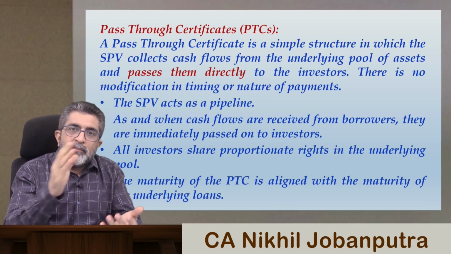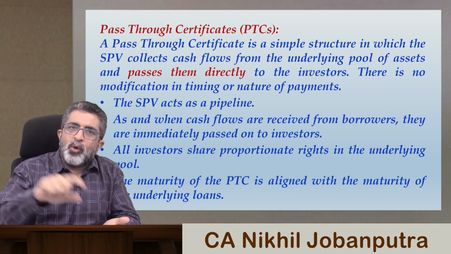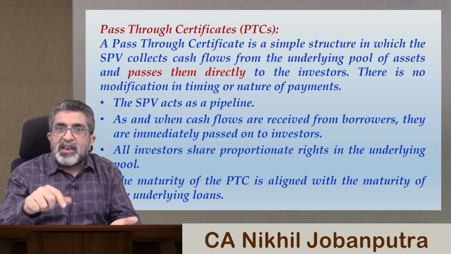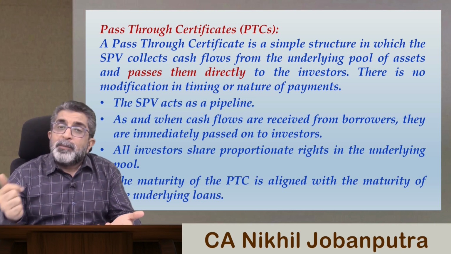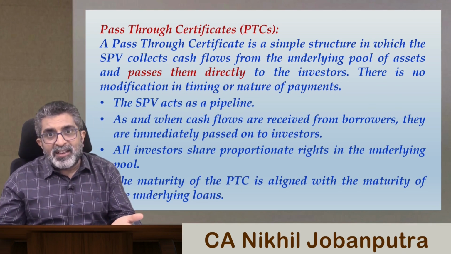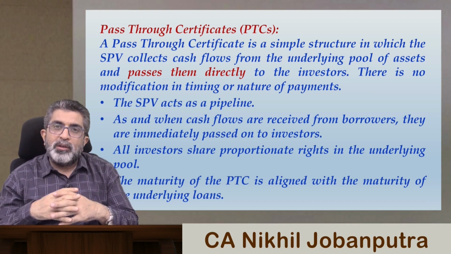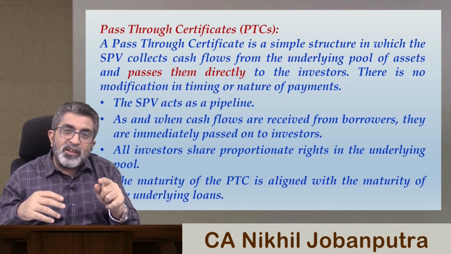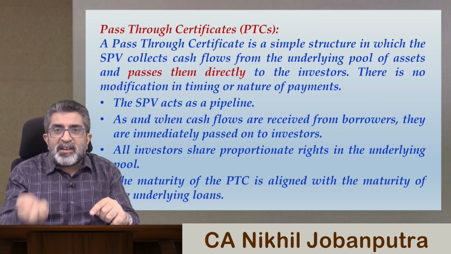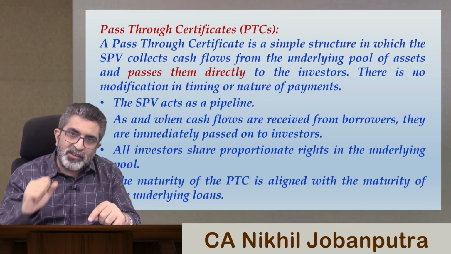What happens? Because it is a pass-through certificate, whatever is coming in will go in the hands of investors. What is coming in, if it comes late, investors will get their money late. If it comes lesser amount, investors will get lesser amount. If it doesn't come at all, investors won't get anything at all. So when it is a prepayment happening, the investors are getting money earlier than they expect. This is called a prepayment risk.